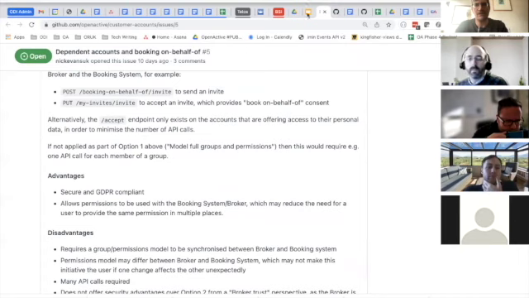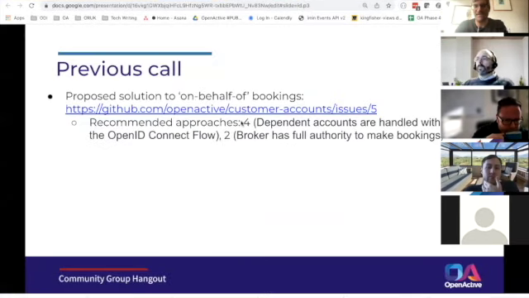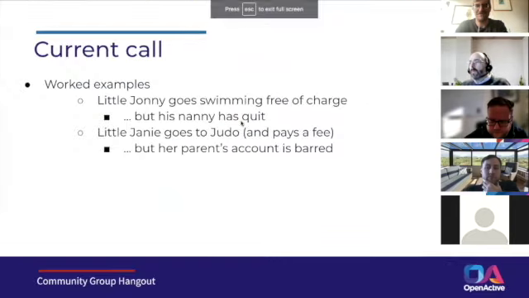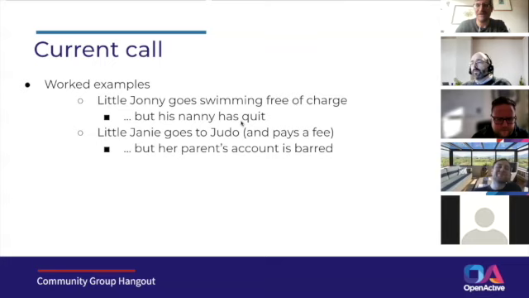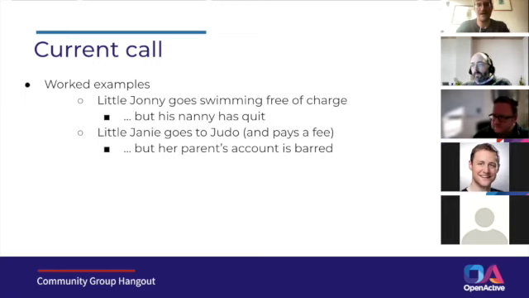On previous calls, we have tended to focus in particular on little Johnny, who's the most problematic, I think, and I guess also the most concrete use case, because this is an actual requirement of MCR Active, I believe. This is little Johnny going swimming free of charge. So somebody can book little Johnny into a swimming class for which there's no payment required, and little Johnny then attends either with or without accompaniment by an adult.